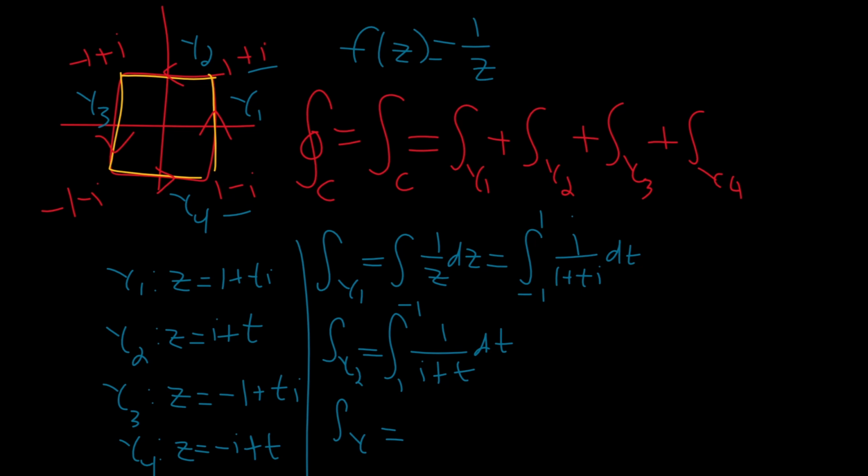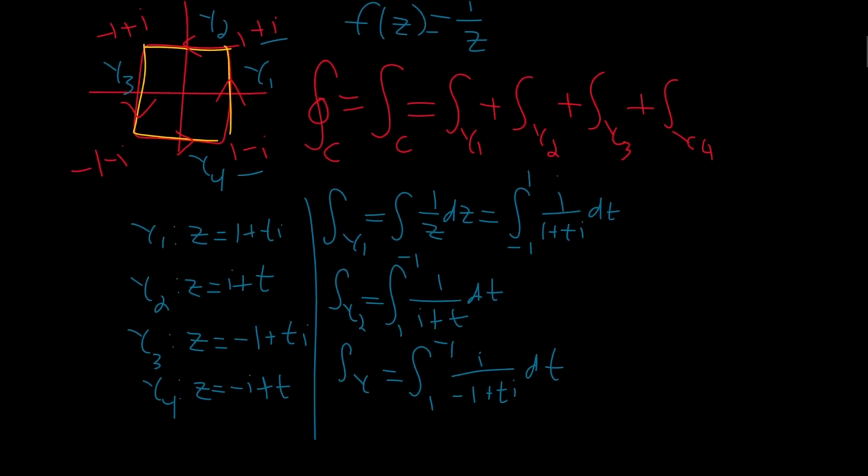Our integral over gamma 3 is going to be equal to the integral from 1 to negative 1, pardon me, of i over negative 1 plus ti dt. And then, let me zoom out a tiny bit and scroll down. Our integral over gamma 4 is going to be along similar lines, just from negative 1 to 1 of 1 over negative i plus t dt.